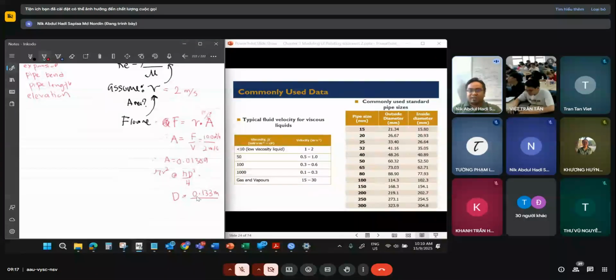So this is equal to 133 millimeter. Which means if we were to round up, we need to take this number as our pipe diameter. So use a standard pipe. Now our diameter is 0.154 meter based on this table.